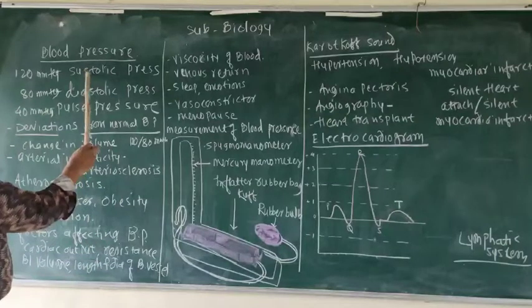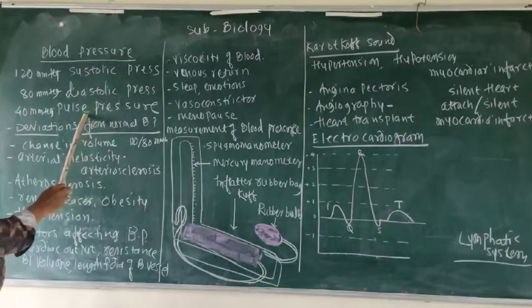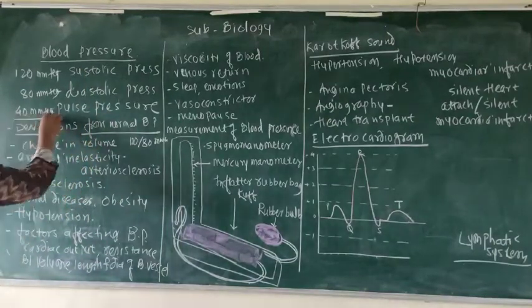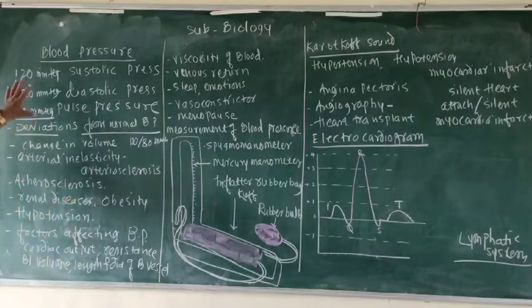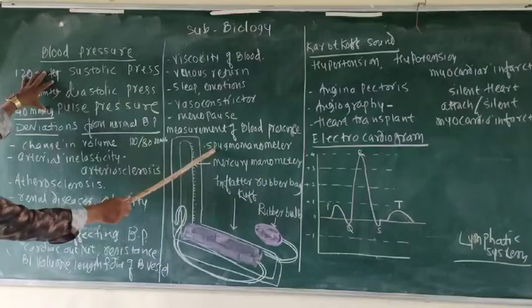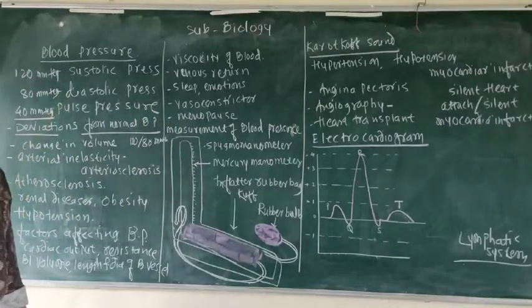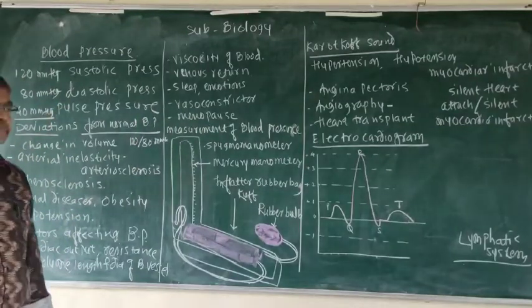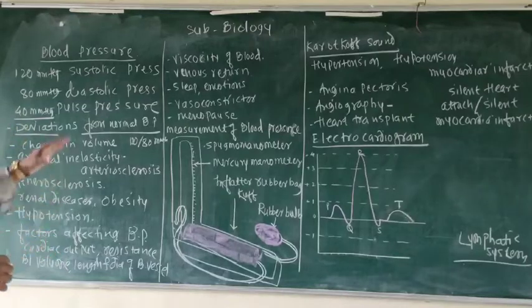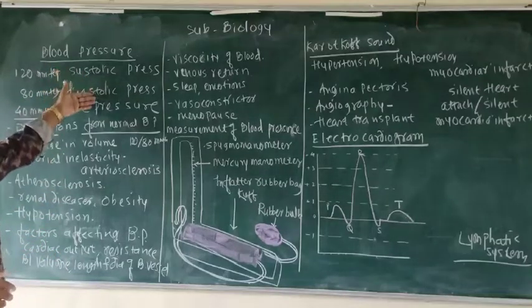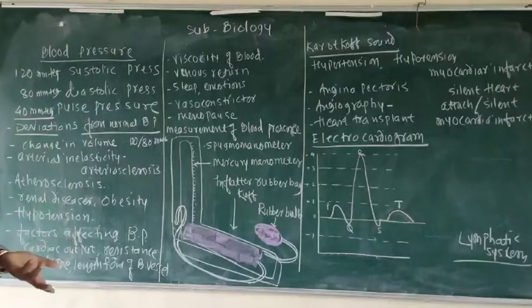The difference between systolic and diastolic blood pressure is called pulse pressure, which is about 40 mmHg. This blood pressure is measured with the help of an instrument called a manometer. We will discuss deviations from normal blood pressure. Deviations mean changes in the systolic and diastolic pressure. These deviations give us an idea about malfunctioning of the heart or blood vascular system.